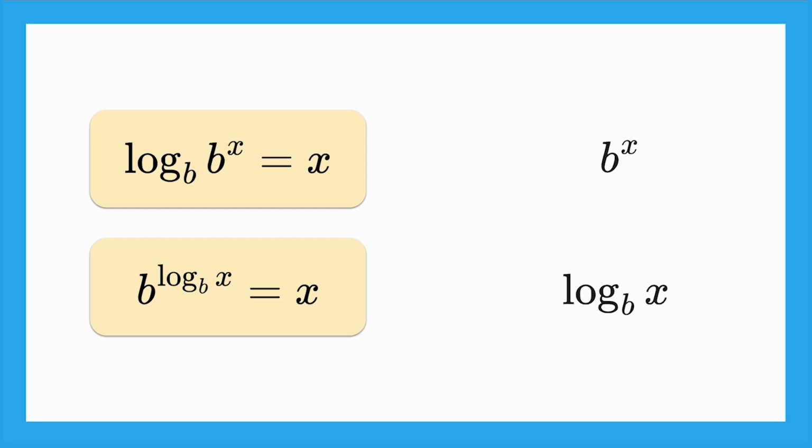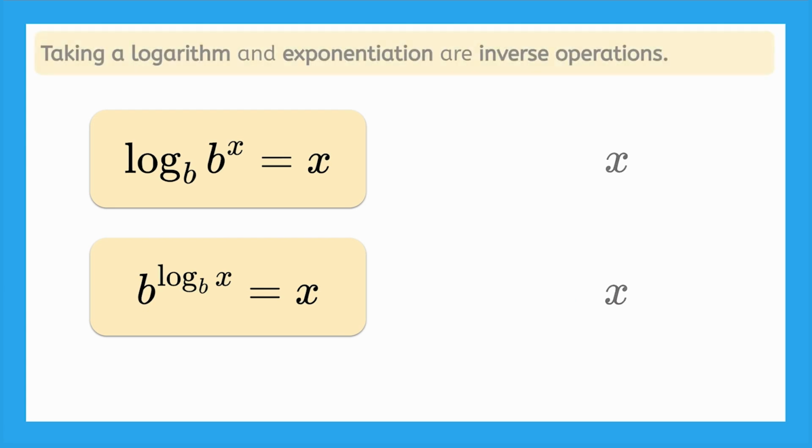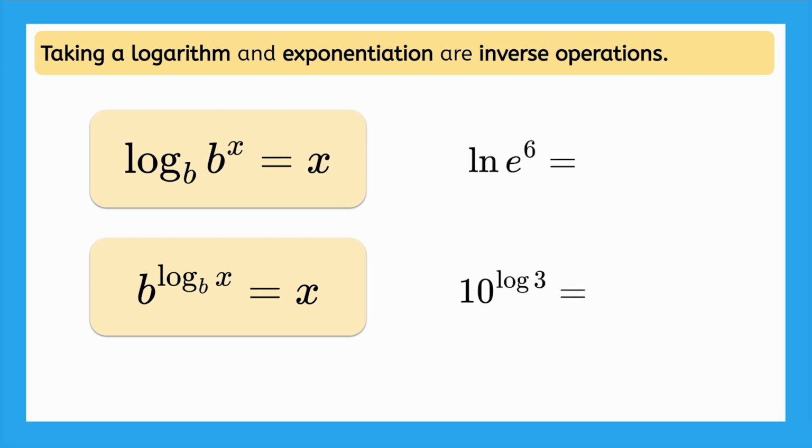It seems like taking a logarithm undoes exponentiation. And exponentiation undoes a logarithm. Therefore, given that the bases match, taking a logarithm and exponentiation are inverse operations. Let's try to apply these two properties to find the value of ln of e to the 6 and 10 to the log of 3. Pause the video now and try to evaluate these expressions yourself.